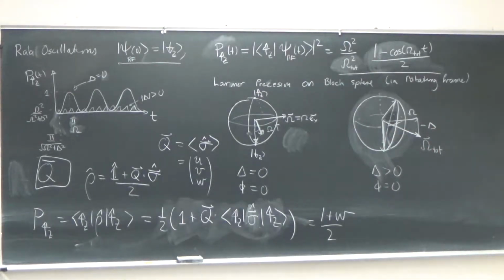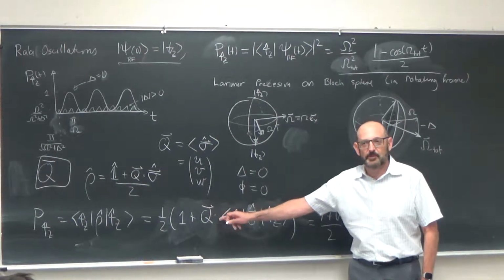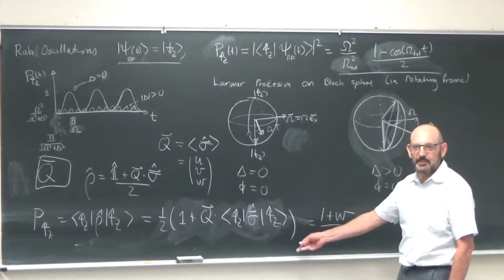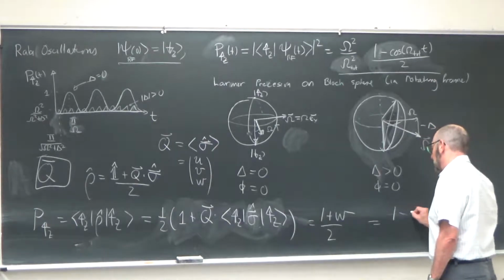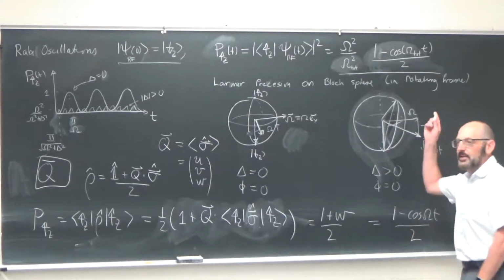Because that's the z component of the Bloch vector. Is everyone clear? And that, which I just erased because I'm a bad professor, is equal to 1 minus cosine omega t over 2, as we said.